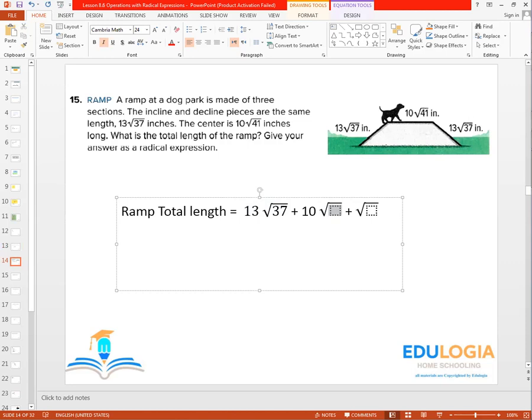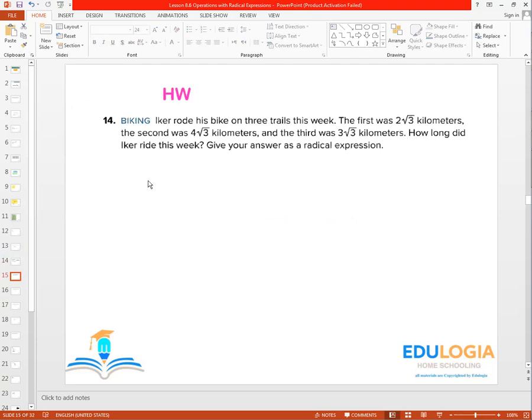Give me some numbers to relate with each other. I can do something here, root 37 is repeated. 13 and 13 doubled is 26. Done, in inches. The biking one is homework, okay? When you open your file, you will find it.